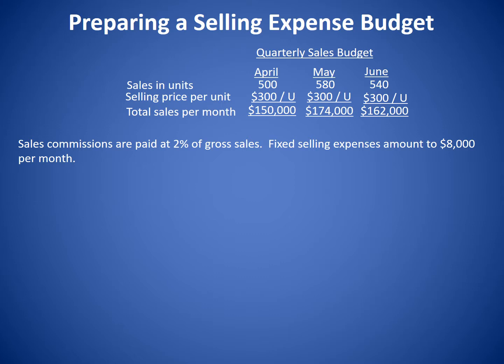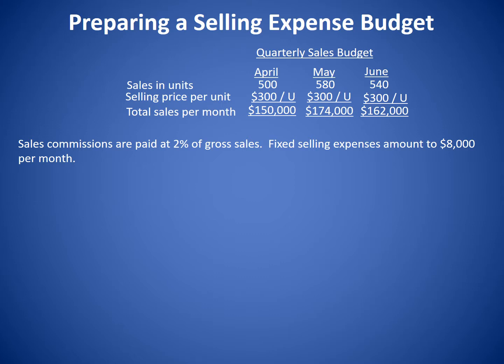Now we're going to prepare our selling expense budget. In this case, again, we can see our quarterly sales budget in units and also in dollar amounts. Sales commissions are paid at 2% of gross sales, and fixed expenses amount to $8,000 per month. So when we say sales commissions are 2% of gross sales, that's the same thing as variable cost.